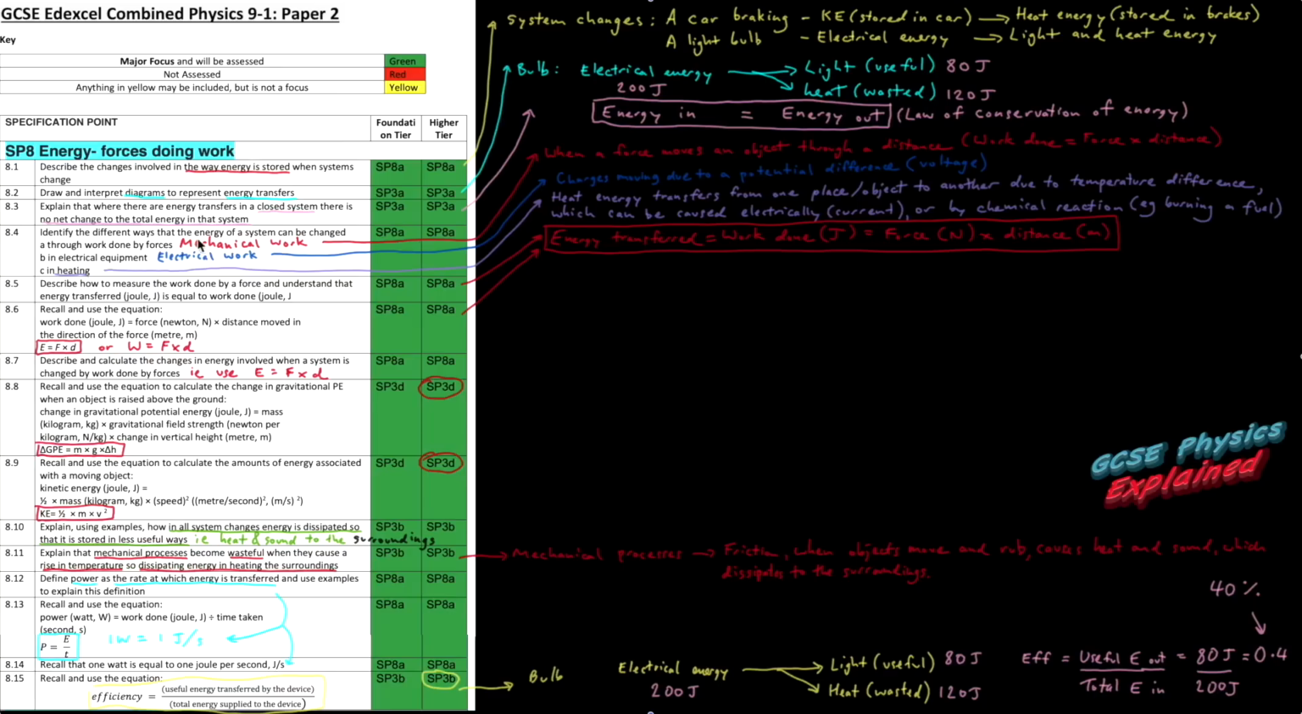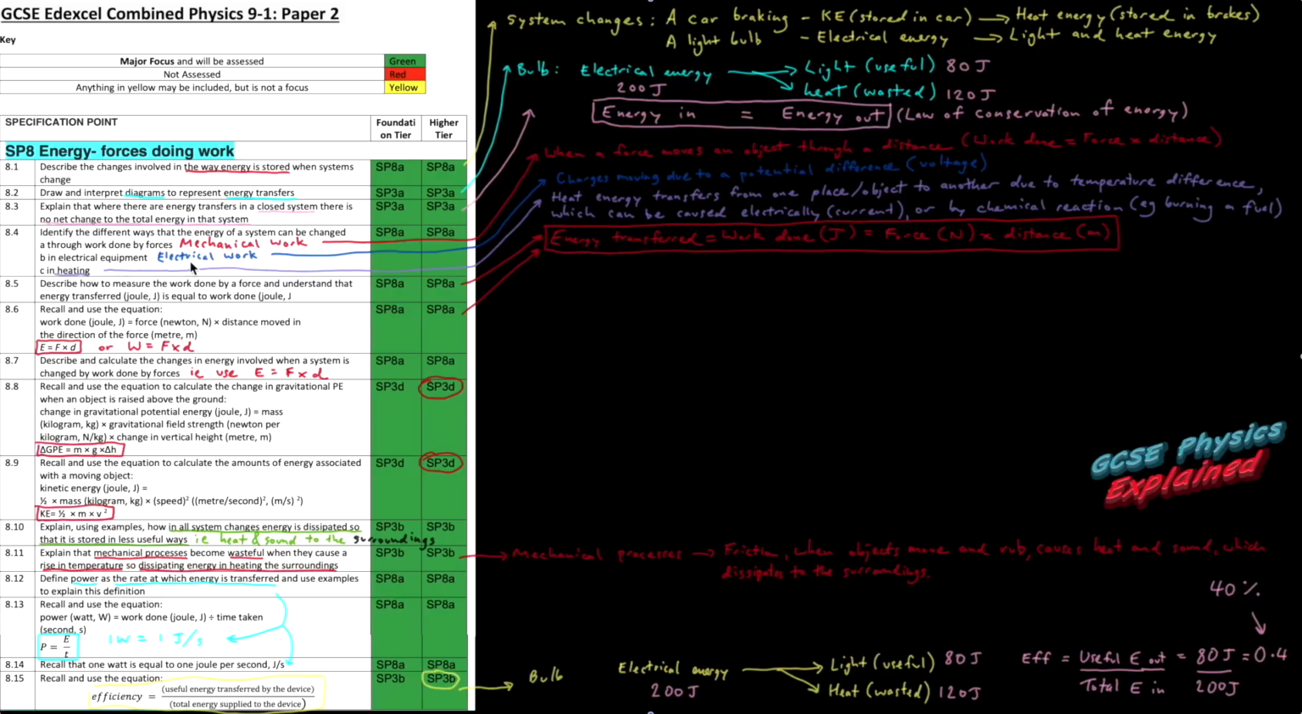Identify the different ways that the energy of a system can be changed through work done by forces, which basically means mechanical work. And that's when a force moves an object through a distance. Using this equation, work done equals force times distance.